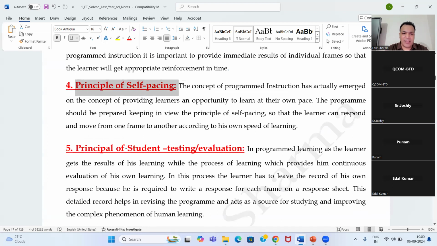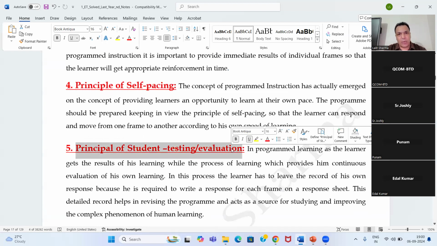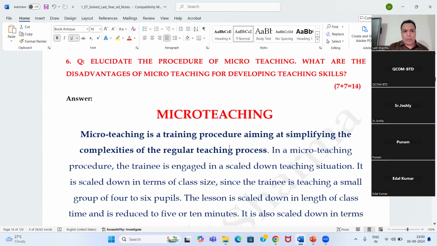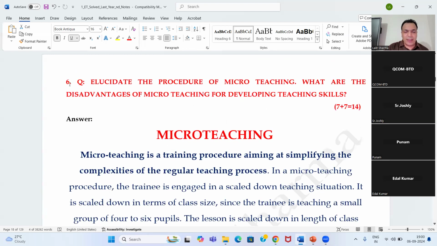Principle of self-pacing, principle of student testing and evaluations. Those five things have come up next, right? Okay, so this one is also done. Okay, the sixth question was, it has come in the last paper, the sixth one.